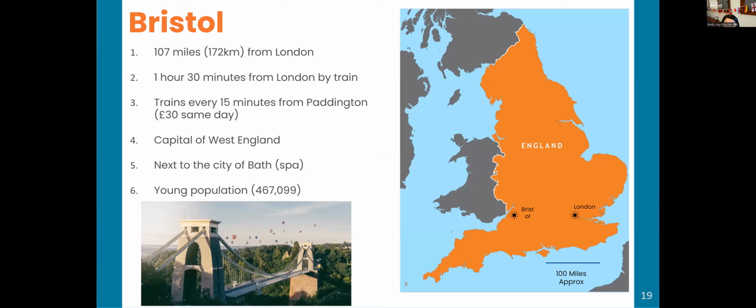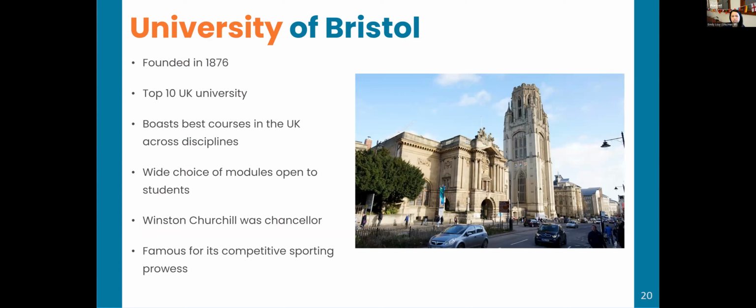Okay, so then the second university I'll highlight that's outside of London is Bristol. So Bristol is about an hour and a half from London, so we're getting a little closer to there. It's the capital of West England, which is quite nice. And Bristol in general is very young, so it has that youthful feel. It is again one of the top 10 UK universities. It's really great. Lots of courses to choose from.